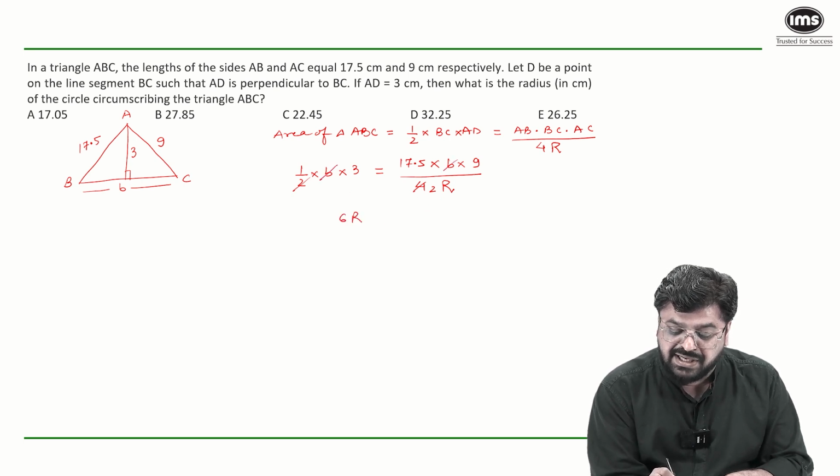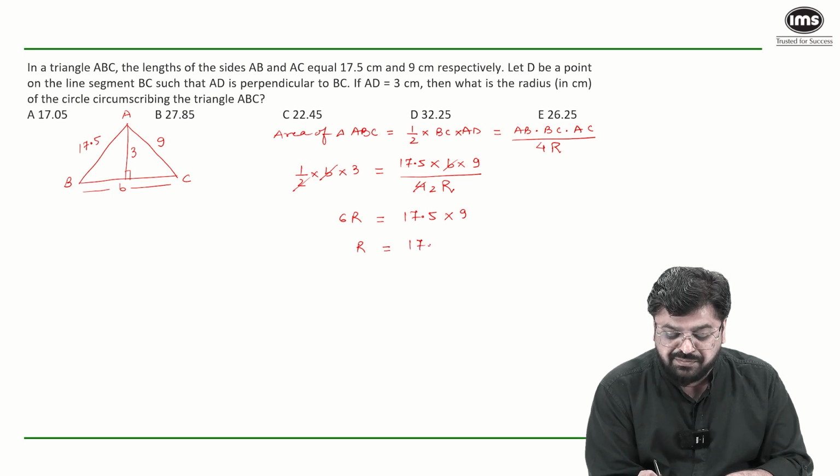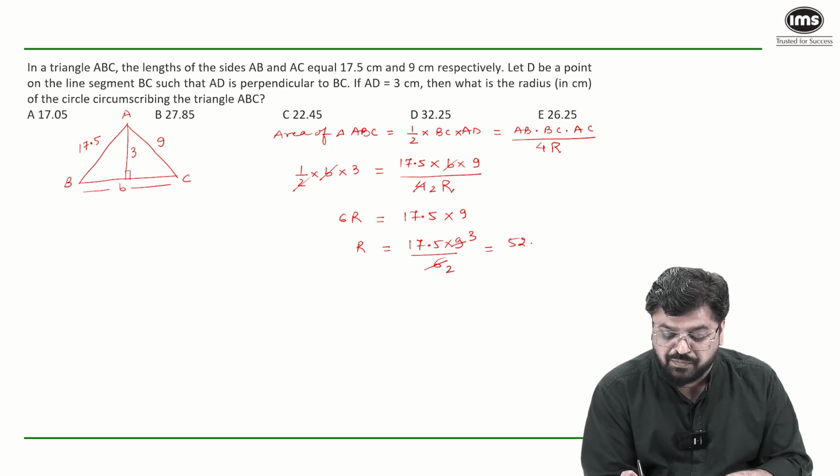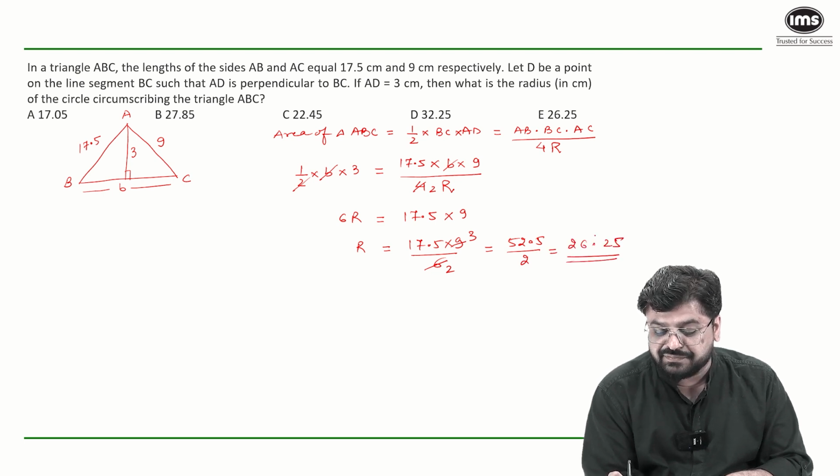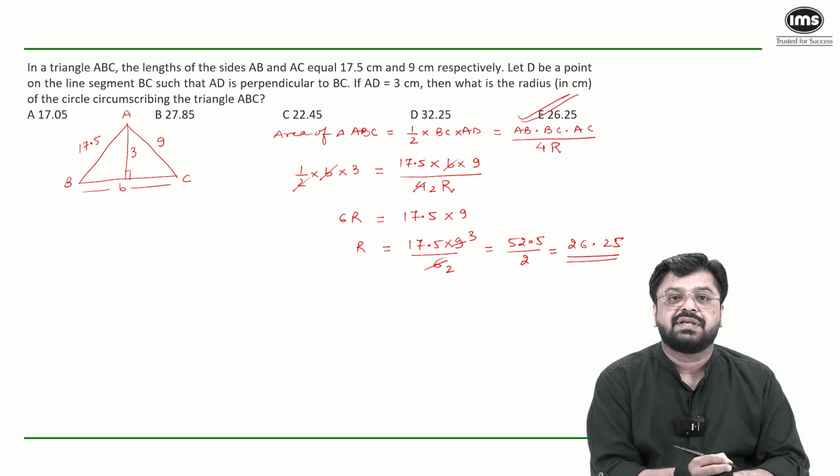It is 6R equal to 17.5 into 9, or R equal to 17.5 into 9 by 6. 3 2s are 6, 3 9s are 27... It is 17 3s are 51, 52.5 by 2, or 26.25. Option E is the right answer.